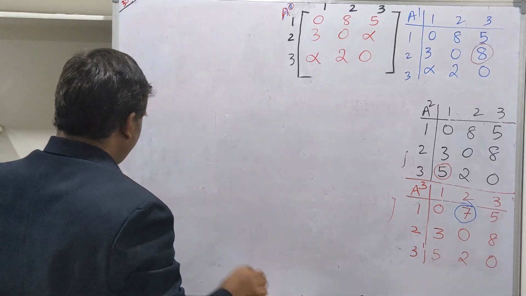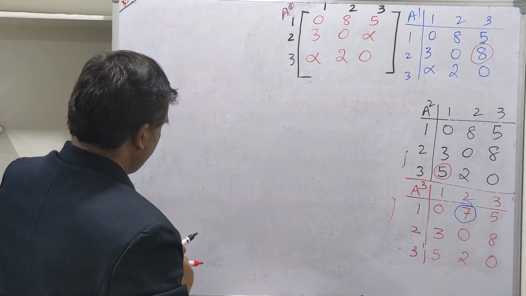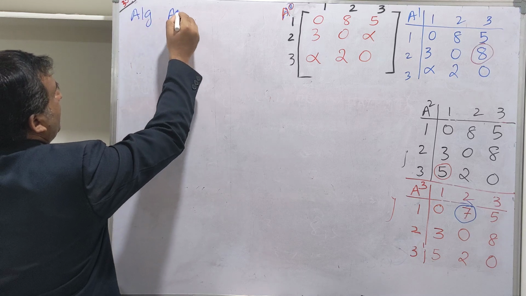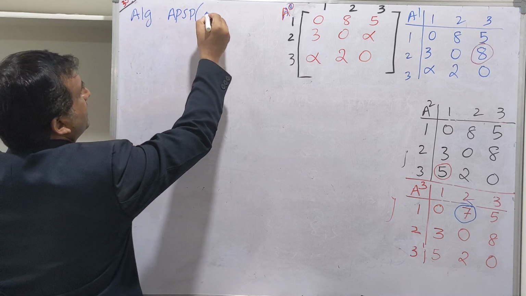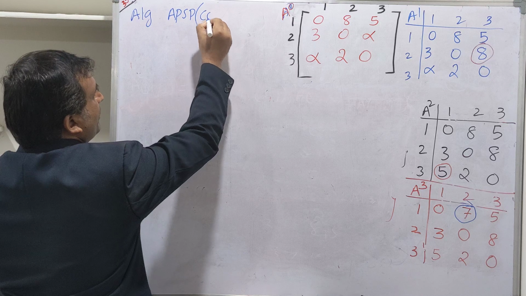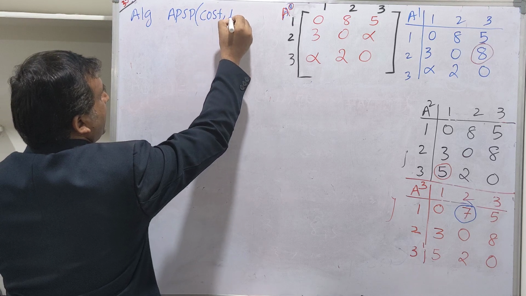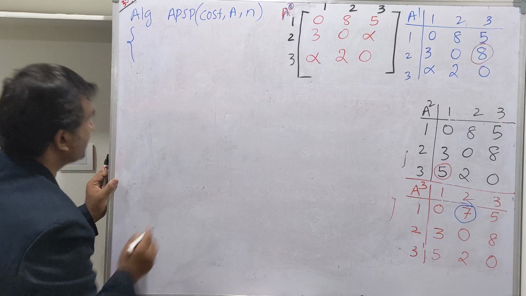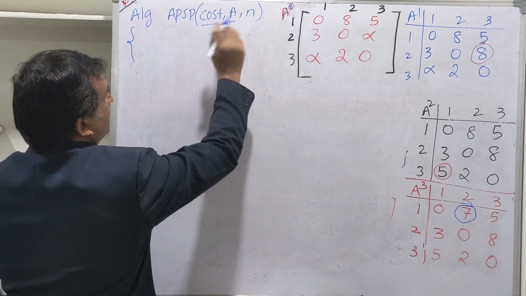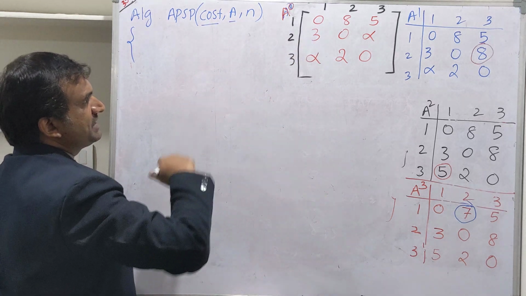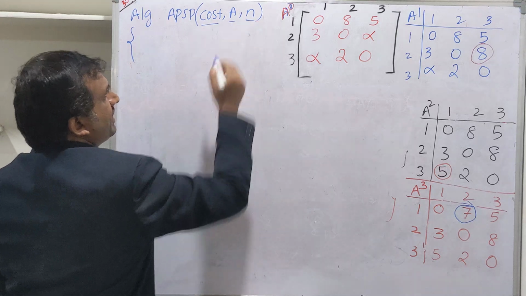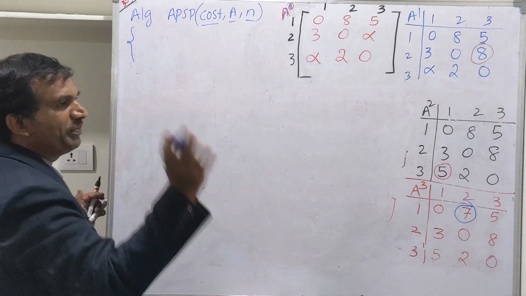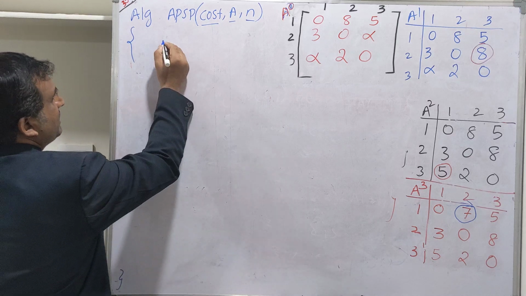So how have we written the algorithm? Now please tell me. So the algorithm is: Algorithm all pair shortest path. The input will be cost, A and n. A is the adjacency matrix, copied from cost. Then n is the number of vertices. Now initially what you do, the cost matrix you have to copy to A. So for that the code is what?